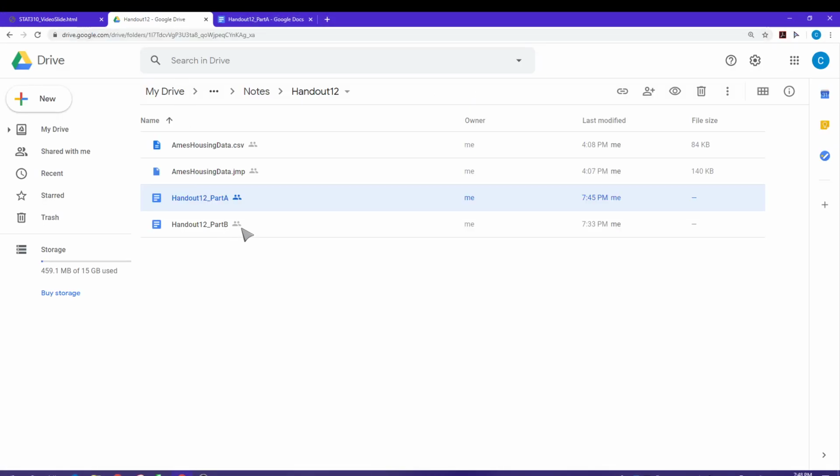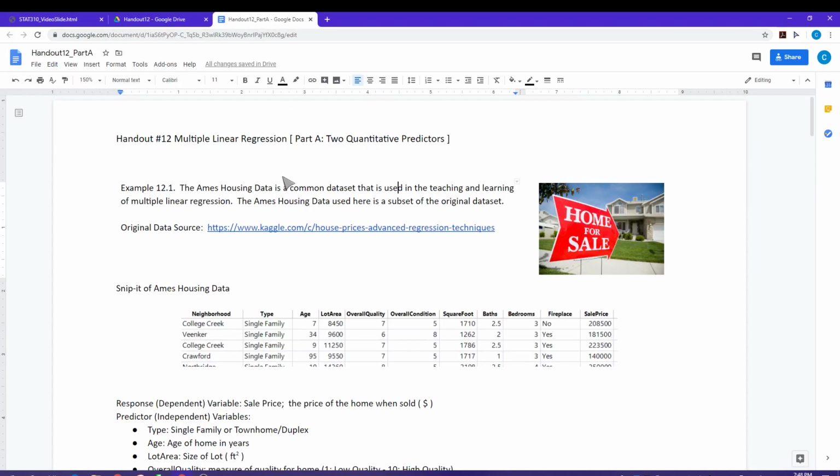Handout 12 is going to use the Ames housing dataset. That dataset is available in our Google folder for Handout 12. Handout 12 is going to cover multiple linear regression. In Part A, we are going to consider two quantitative predictors. In Part B of this handout, we will consider as many predictors as you would like, or several predictors.